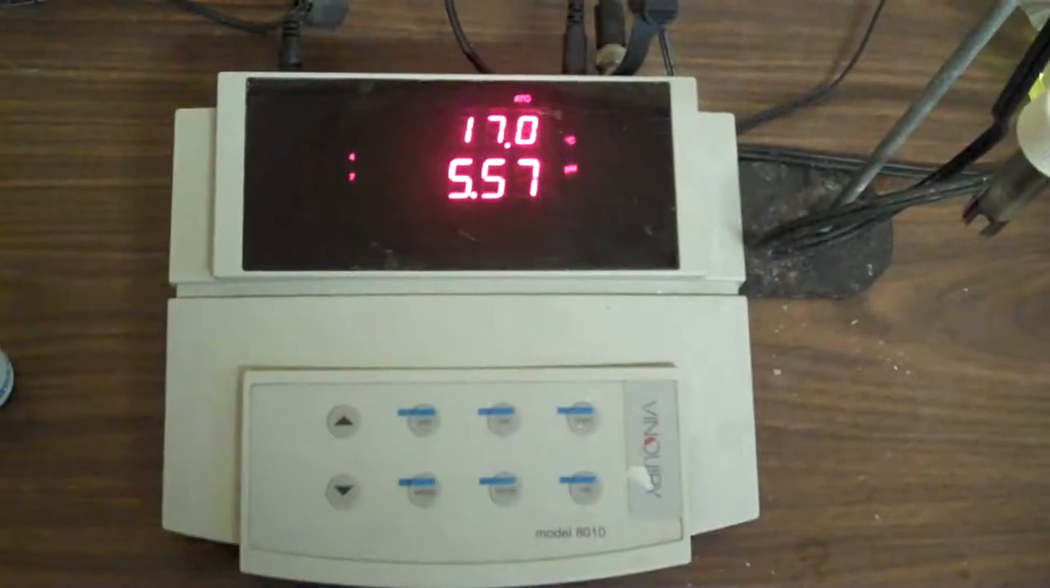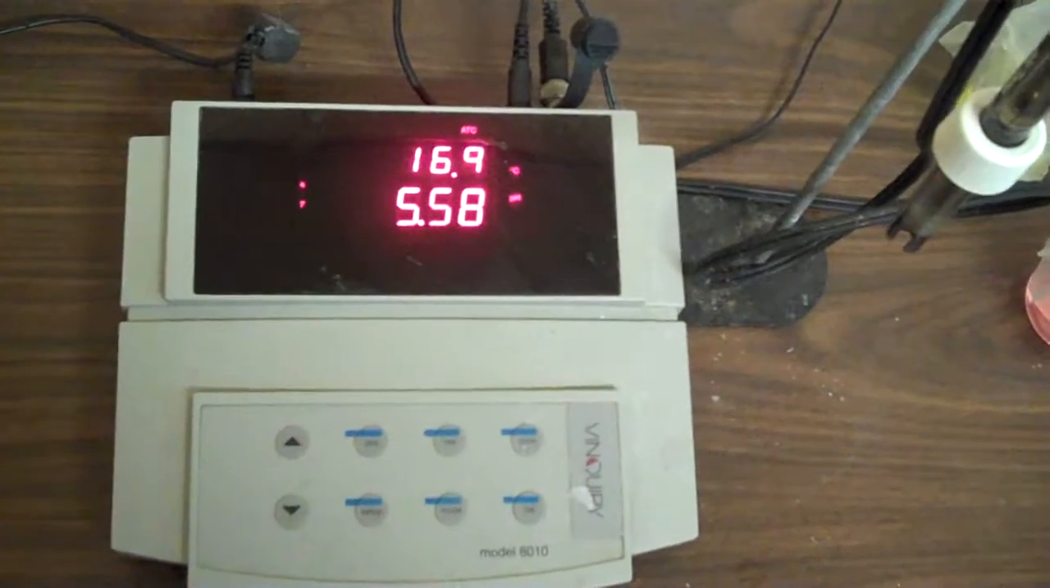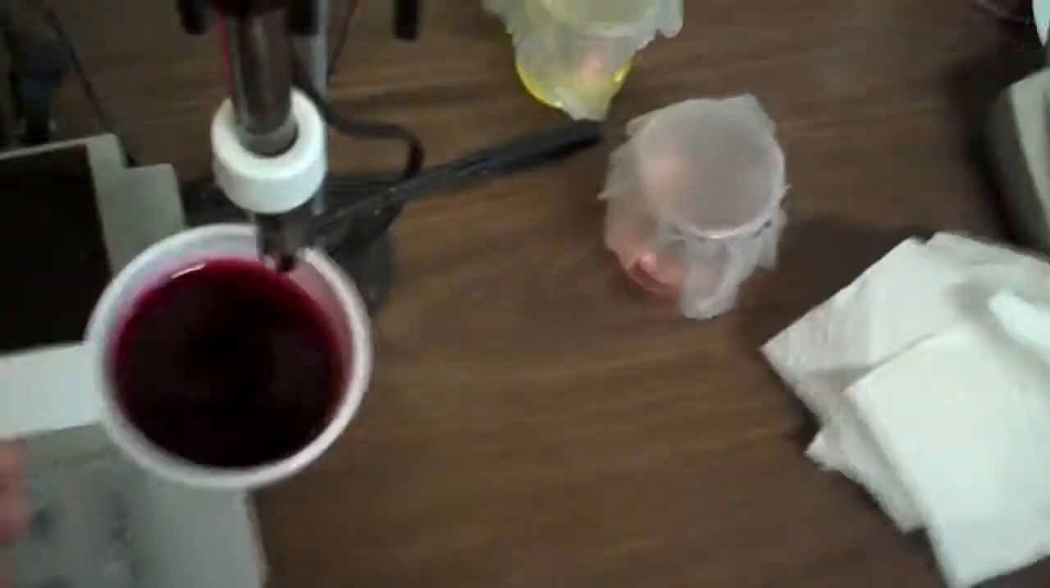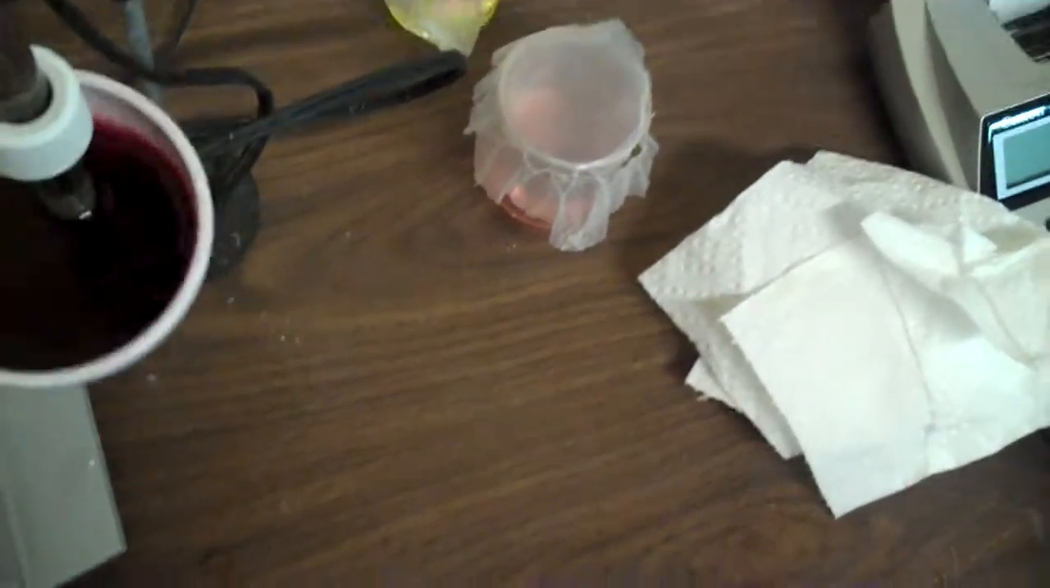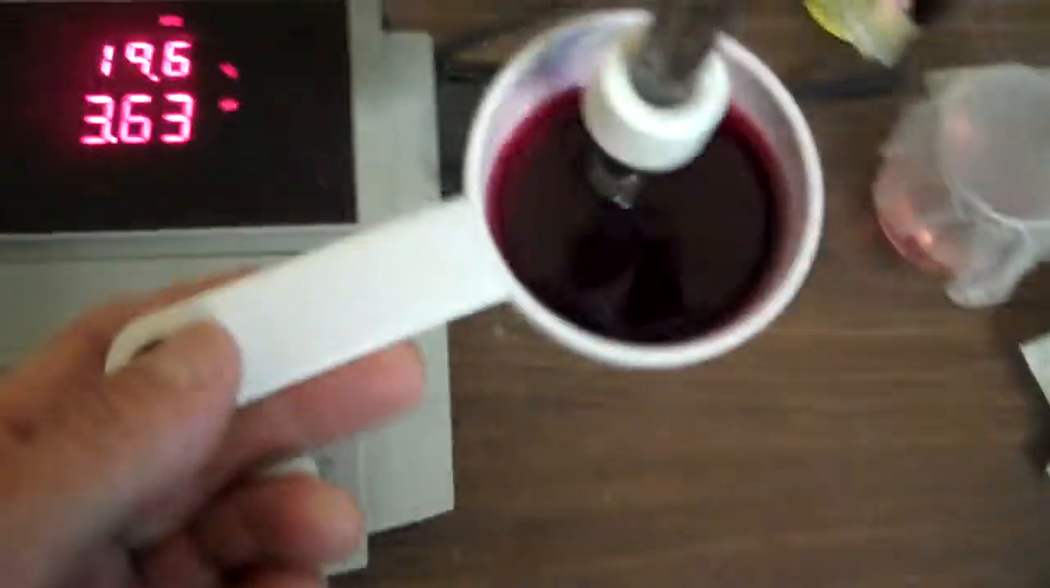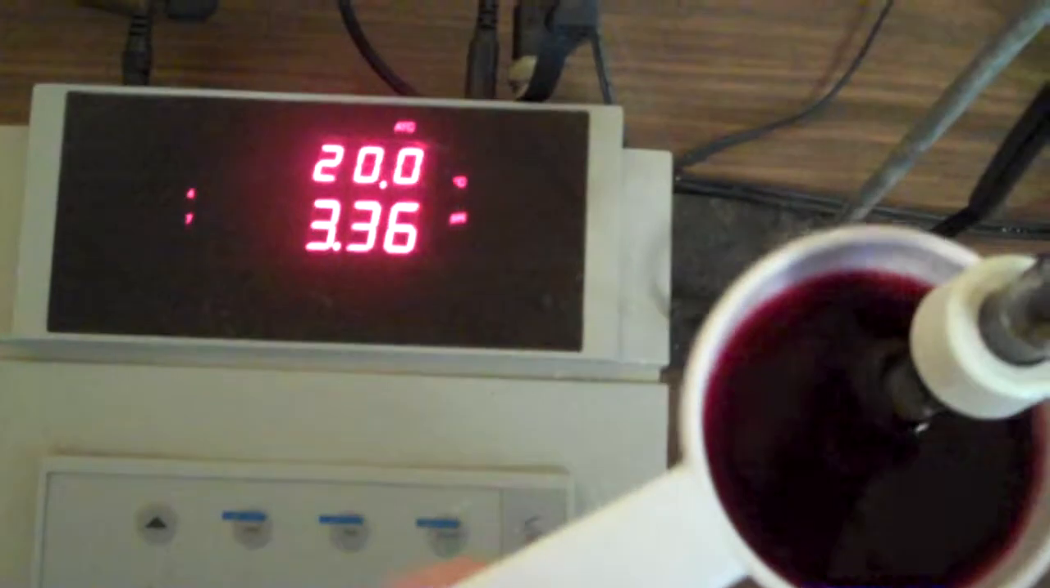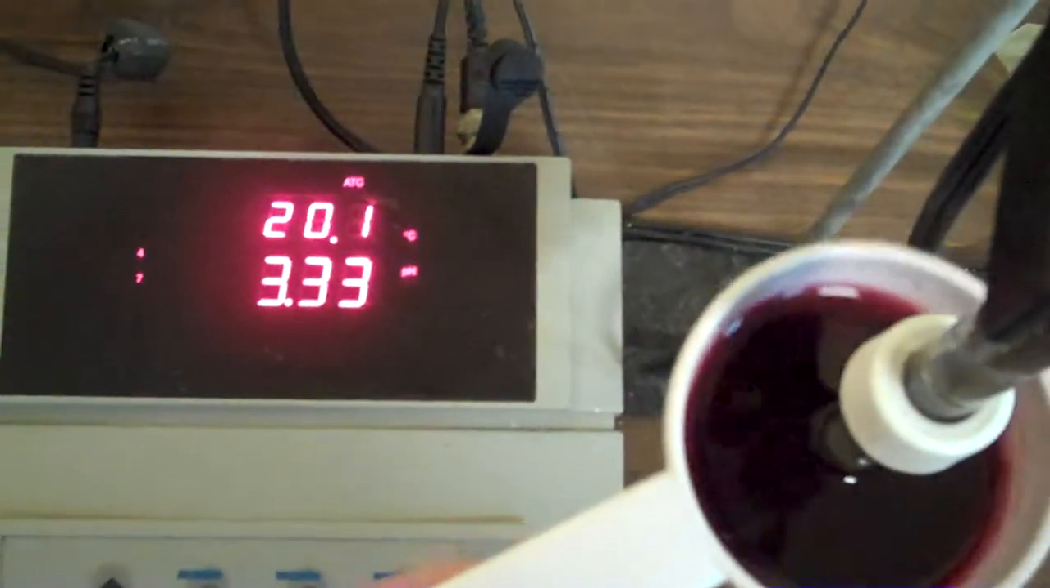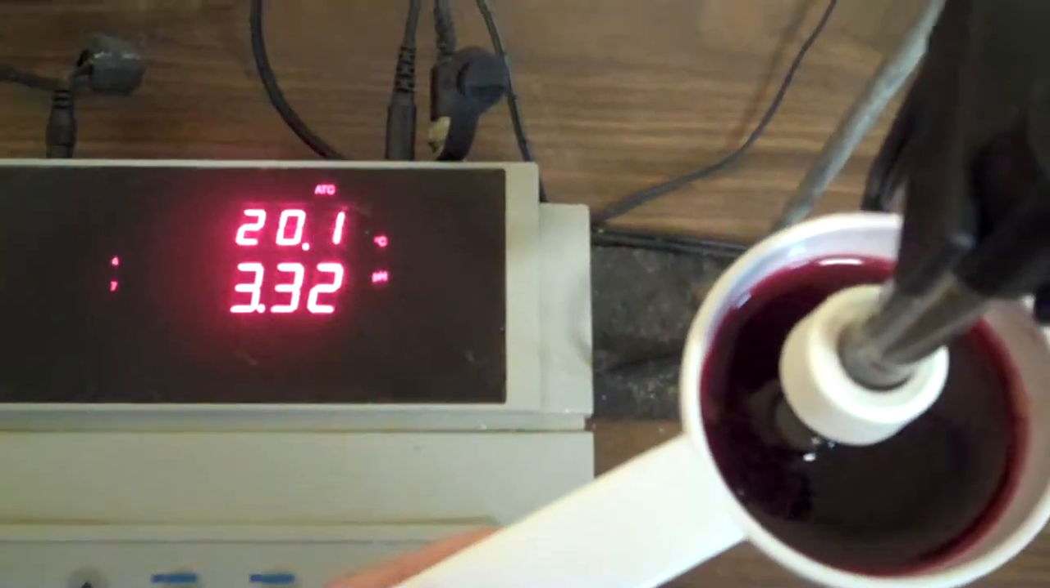All right, so I just calibrated this pH meter, and we're going to test the pH level on this sparkling Pinot Noir that's still fermenting. And what we're going to do is kind of stir this thing around a little bit and watch it, hopefully go down. Hopefully go down. 3.3. That's a pretty good number.